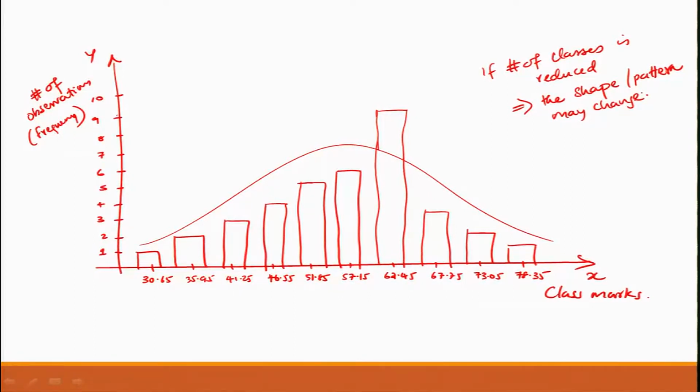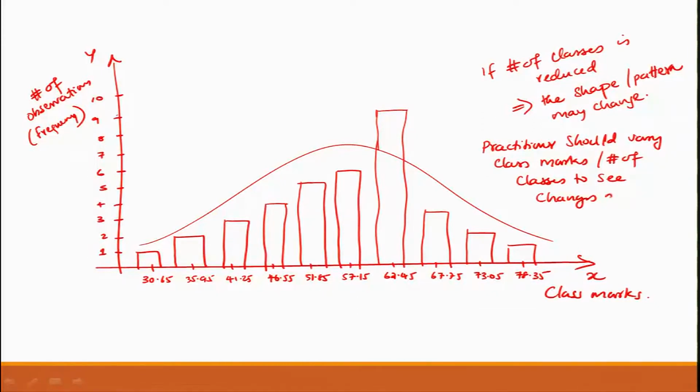Okay. So one of the things practitioners do is vary class marks or the number of classes to see changes in data patterns. This is something the practitioner is expected to do, because by doing this the practitioner will be able to find the best number of classes available for this.